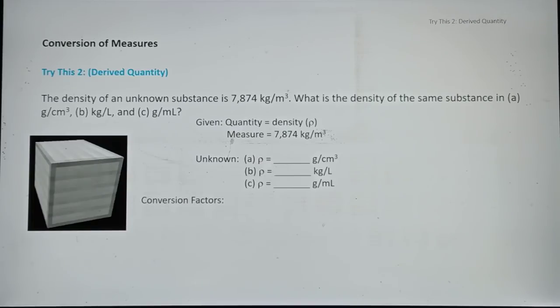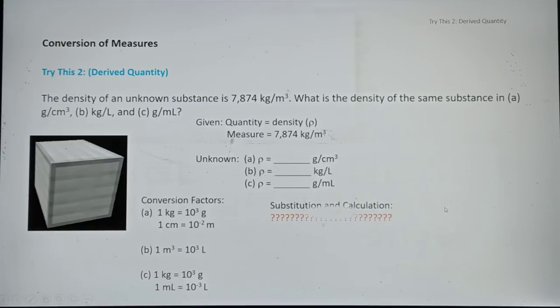The conversion factors to solve the problems. For letter A, 1 kilogram equals 10 raised to the third power grams, and 1 centimeter is 10 raised to negative 2 meters. For letter B, 1 cubic meter equals 10 raised to the third power liters. And letter C, 1 kilogram equals 10 to the third power grams, and 1 milliliter is 10 raised to negative 3 liters. So, substitute and calculate, and then let's check your final answers.